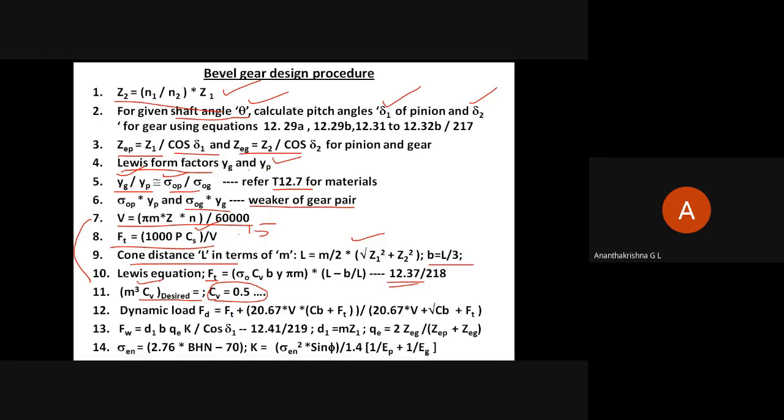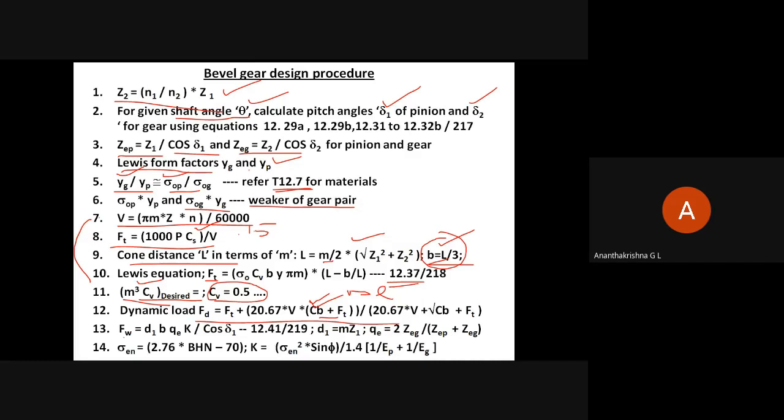Then find out Cv, and then find m cube Cv actual, and see that m cube Cv actual is greater than m cube Cv desired. Then find out the dynamic load, and we know how to take the value of C. We take it from velocity and error, based on the materials we have chosen above, to find the value of the dynamic load factor C. And b, in bevel gears, after getting the module we directly substitute in the cone distance equation, get the value of L, and that divided by 3 gives us b. No need of finding b from the Lewis equation in bevel gears.